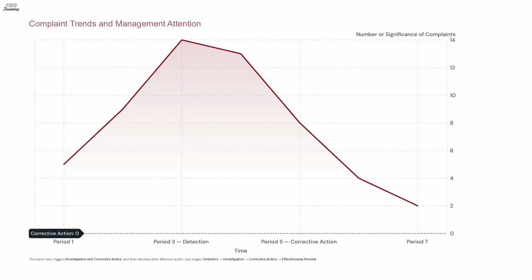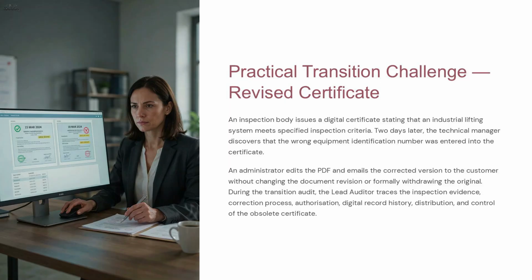Tracking complaint trends helps management focus on necessary corrective actions. This ensures continuous improvement in inspection processes. Revising certificates during transitions can be challenging. It's crucial to ensure all corrections are properly documented and communicated.